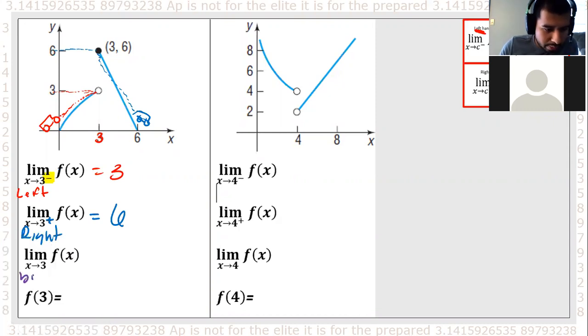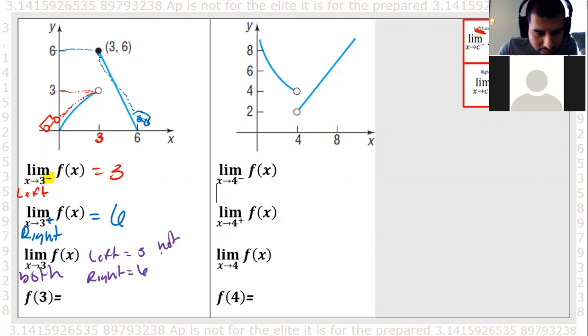What happens as I go both? They're not going to equal each other then? They're not. Left is equal to 3, right is equal to 6. They are not the same, right? So what do we know about the limit? It does not exist.